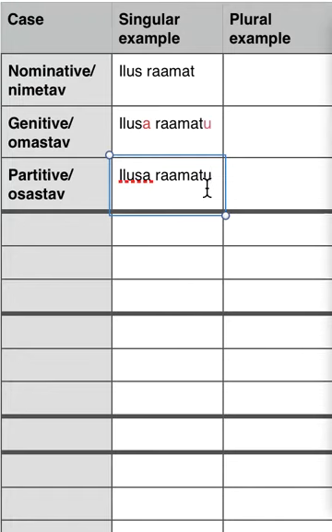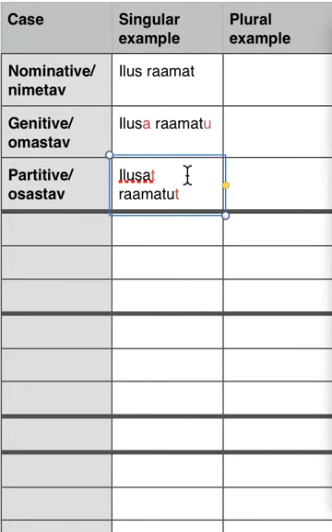So, what we need to do is add a letter. The letter that comes in partitive is a T, which means we're going to be adding a T to both of the words. So, ilusat raamatut. Ilusat raamatut.